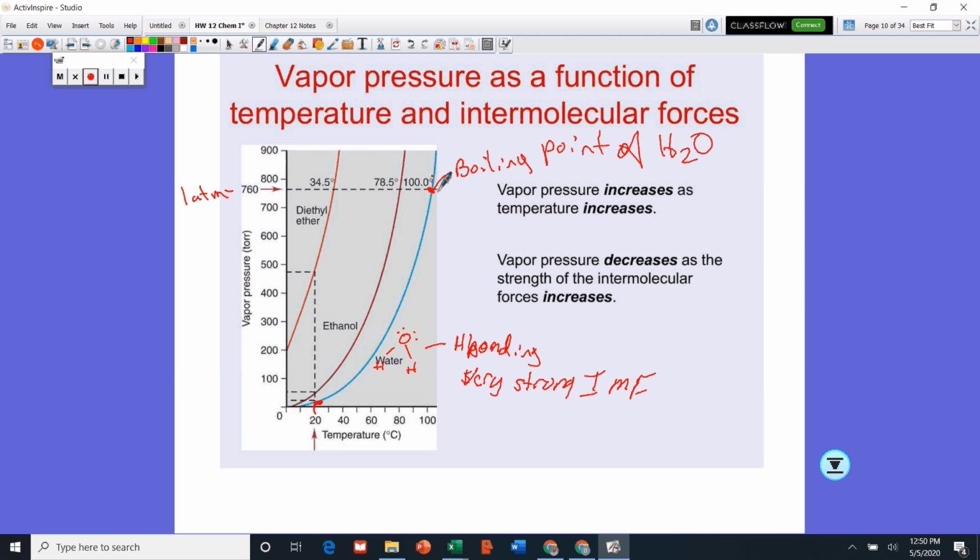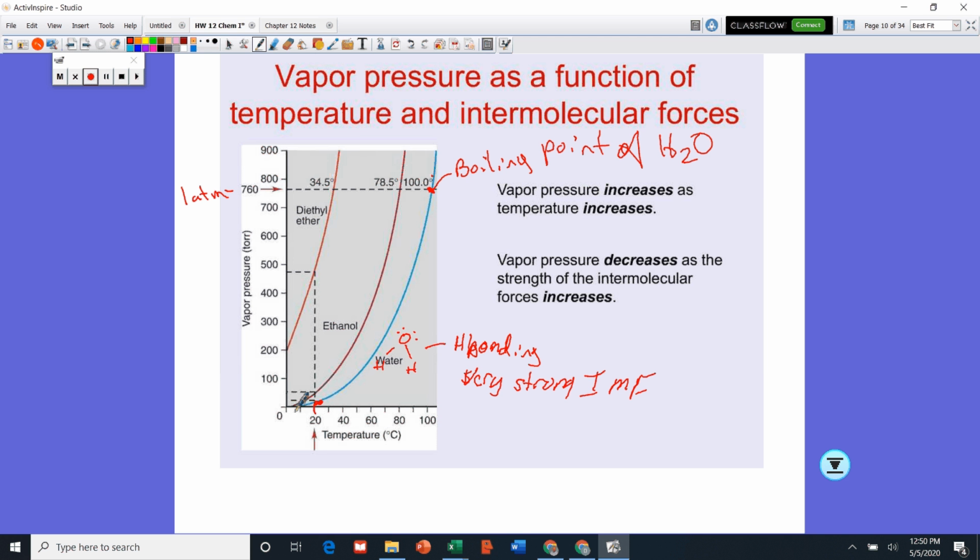All right, there will be some vaporization happening all along here, but a very, very small amount. The only thing that happens here is evaporation will occur. Some molecules will escape into the air, but then at this point, it completely vaporizes. It goes from a liquid to a gas.